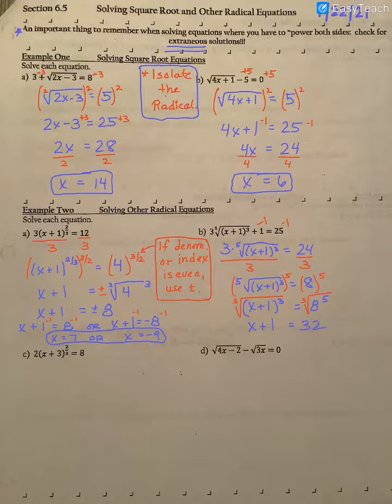Final step, if it's x plus 1, how do I get x by itself? And that is going to be to subtract 1. If we subtract 1 on the left, we subtract 1 on the right, and we get a final answer of x equals 31.